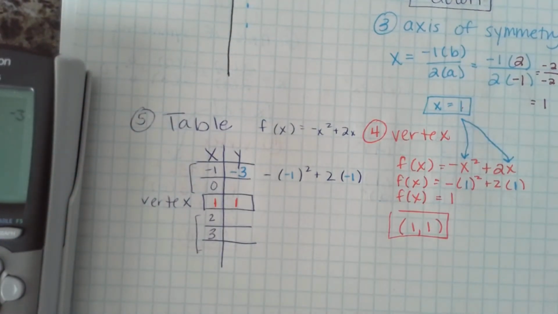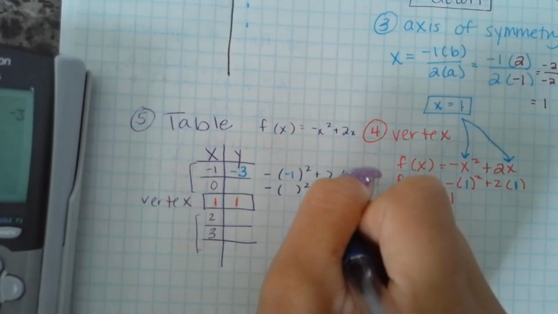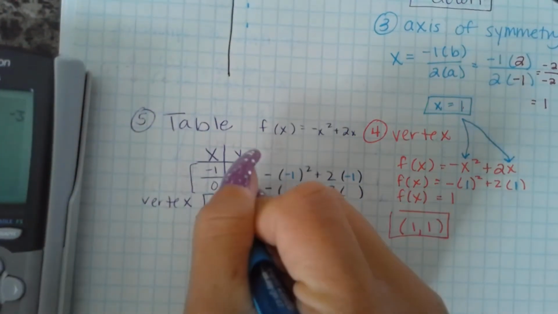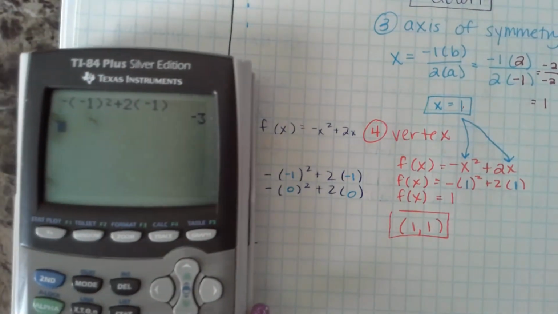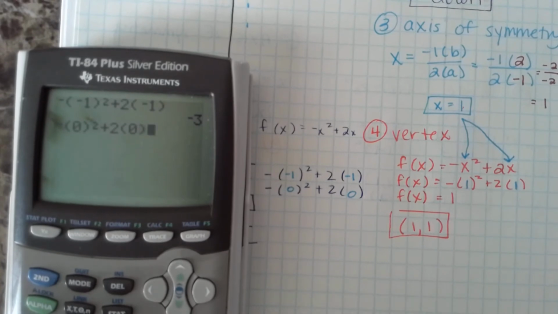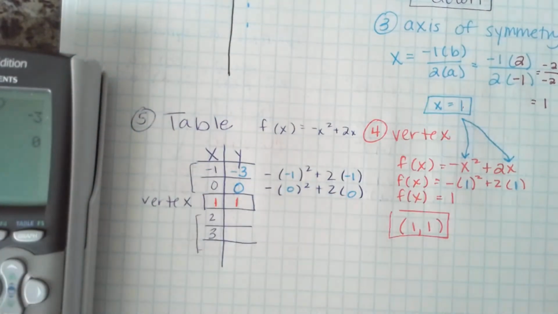Okay? Let's do the same thing. So we have negative whatever our x is, which is 0, squared plus 2 times whatever our x is, which is 0. Let's fill that in. So we get our 0 here, 0 and 0. Let's put that into our calculator. So we have negative parentheses 0 parentheses squared plus 2 times 0. And we get 0 in our calculator. So 0 goes right here.